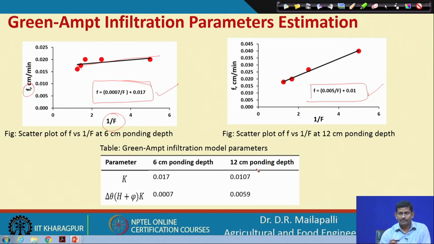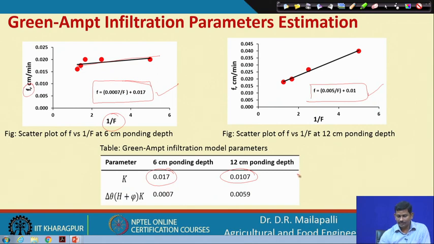So, you have two equations now, and also two unknowns. From these equations, for 6 centimeter you get 0.017 as the k value, and for 12 centimeter 0.0107. So, they are close, right, the k values are very close in both cases.